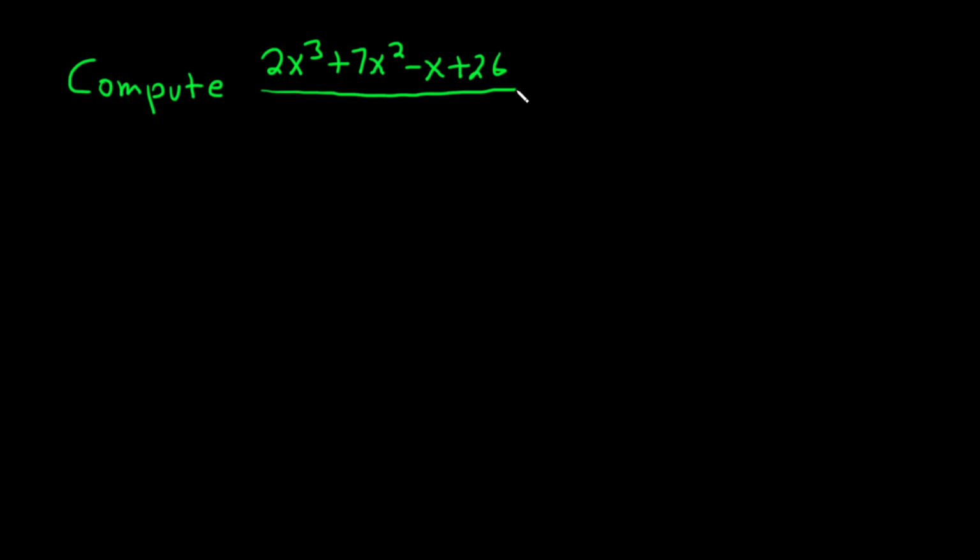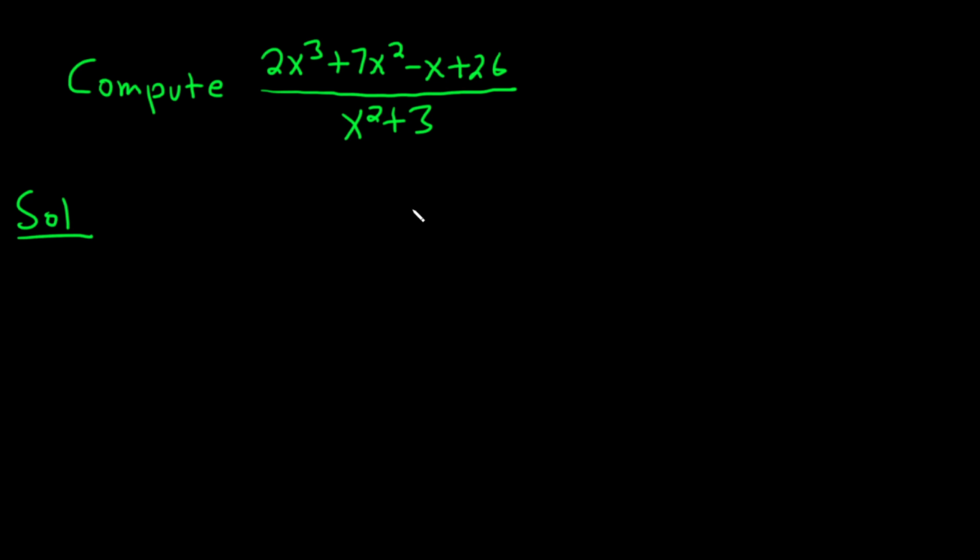Hi everyone, in this video we're going to do an example of long division. We're going to take a polynomial and divide it by a quadratic. So the question will be to compute the following: 2x cubed plus 7x squared minus x plus 26, and all of that is being divided by x squared plus 3. All right, so let's go ahead and go through it. Solution.